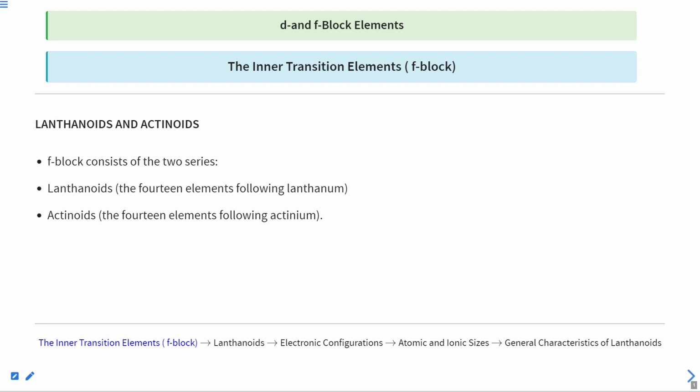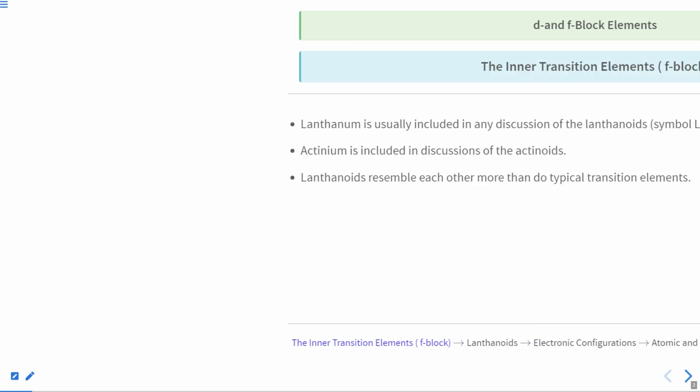There are 14 elements in both the lanthanoids and the actinoids, and the 14 elements come after lanthanum and actinium. If you look at the periodic table, you will see that the lanthanoids and actinoids belong after lanthanum and actinium, but they are placed at the bottom of the periodic table. Clear?